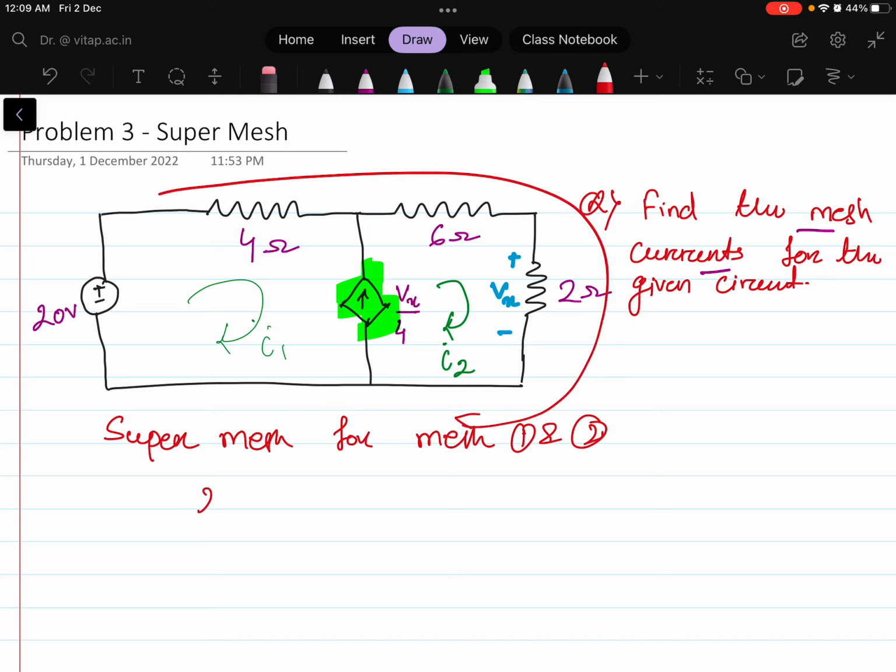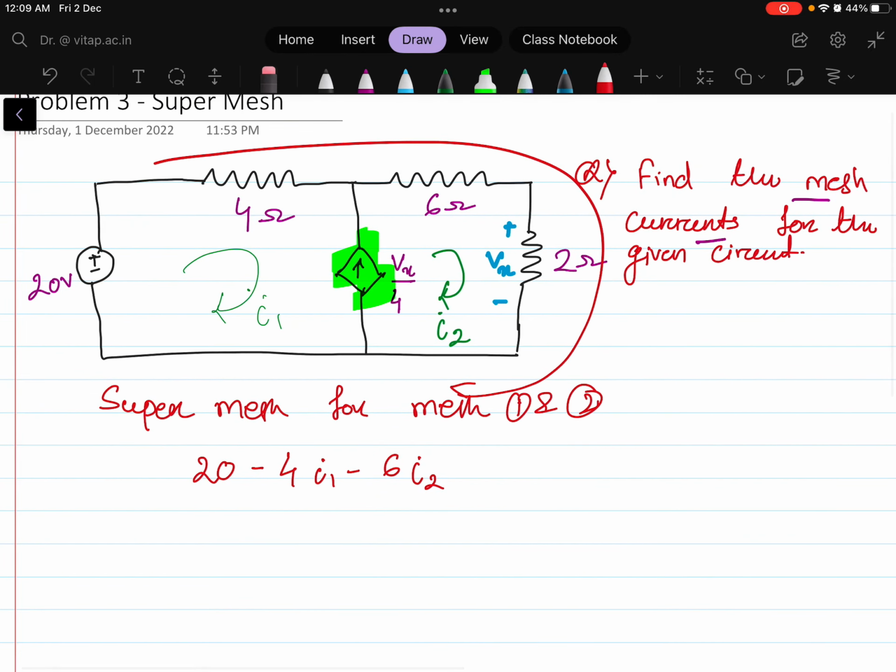So what will we get? 20 minus 4 I1, right, minus 6 I2, because I2 is flowing in the 6 ohm resistance, minus 2 into I2, that equals 0. Okay. So we can solve this also. So here it is 4 I1, minus 6 minus 2, that is 8. So it will be 20 minus 4 I1 minus 8 I2 equals 0. Let us consider this as equation number 1.